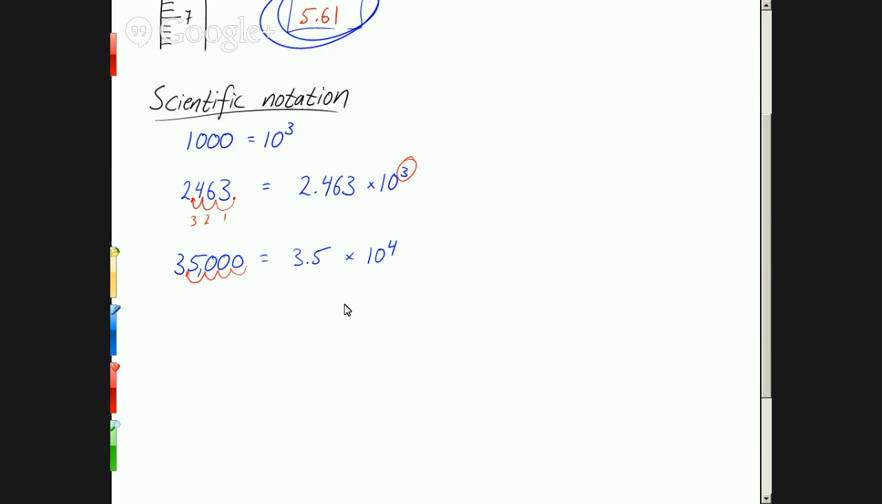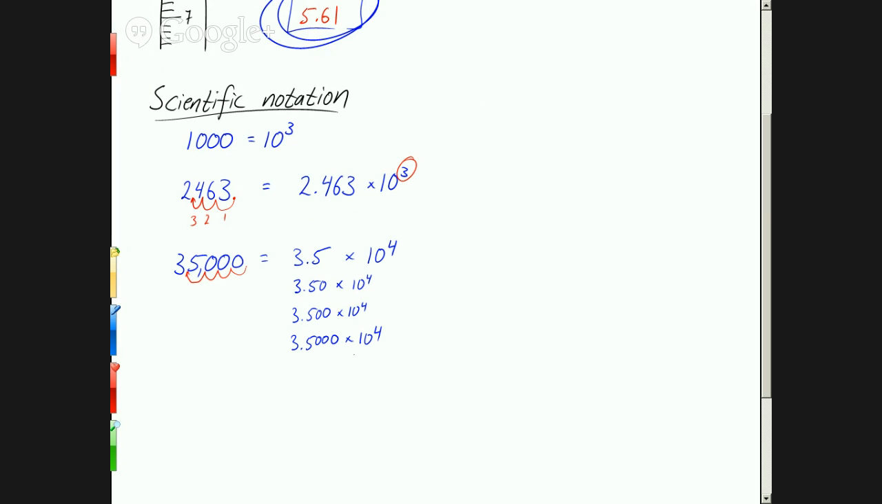But it could also be written a couple other ways. We could call this 3.50 times 10 to the fourth, or 3.500 times 10 to the fourth, or 3.5000 times 10 to the fourth. What's the difference in those numbers?